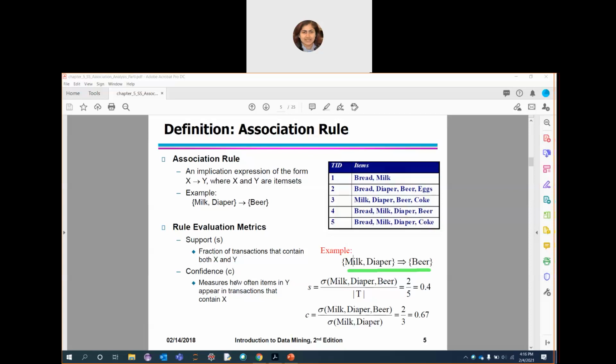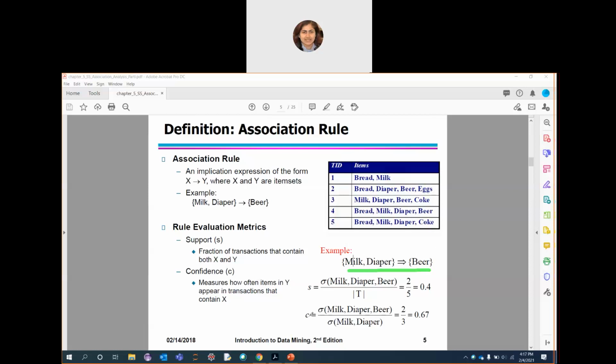So confidence measures how often items in Y, that is this is the Y part, appear in transactions that contain X. So if you have any transaction where you have the appearance or frequency count of milk, diaper, in that condition, how many times the Y or the beer is occurring there, that you need to determine. So how to find out that?